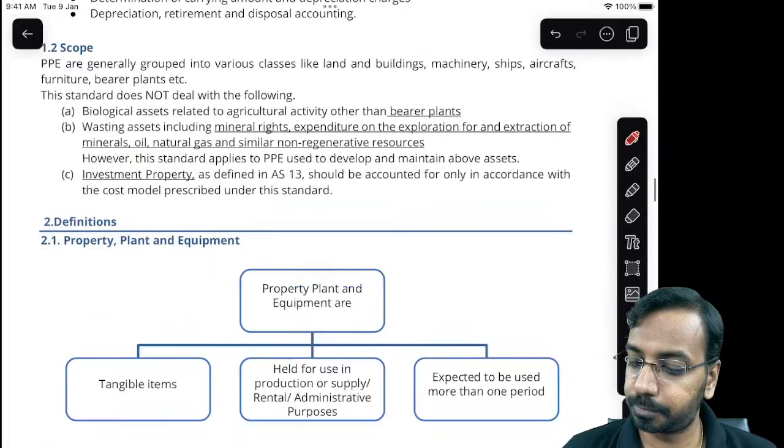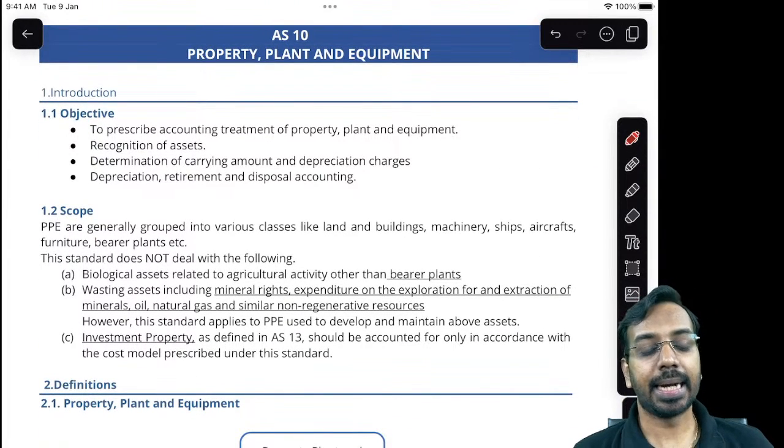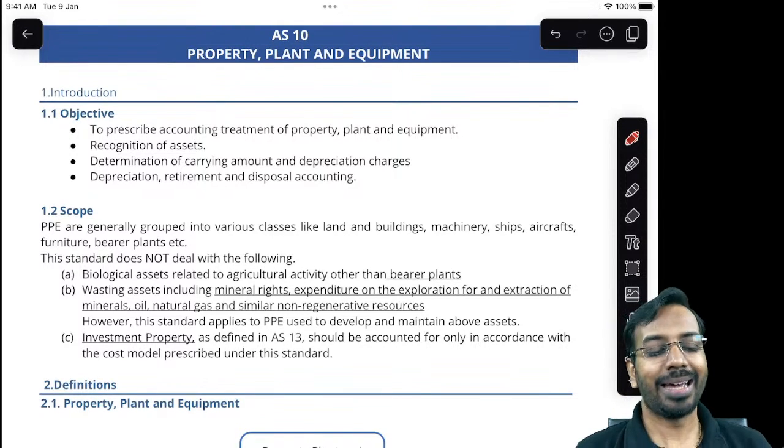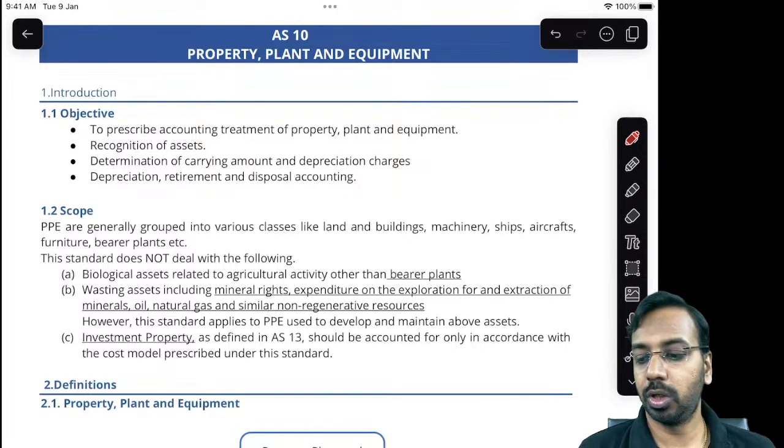Okay, so that is as far as AS3 is concerned. I have put out a detailed video on YouTube covering the indirect method, which you can have a look at, and also on the taxation part, that also you can have a look at, right?